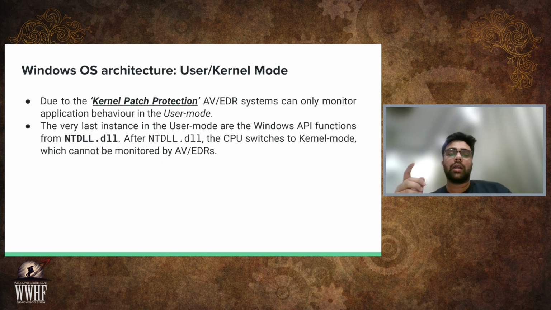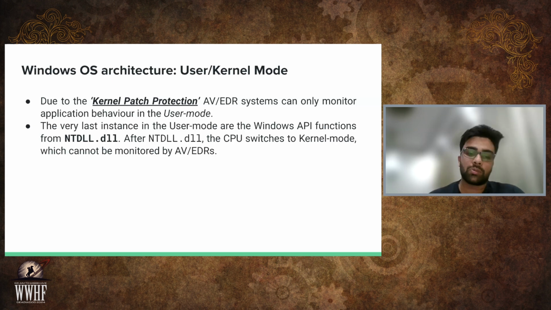So in 2005, I believe, Windows came up with kernel patch protection. Kernel patch protection ensured that no application in user land can monitor or patch the kernel memory space. This ensured that AV and EDR systems can only monitor applications that are running in the user space.